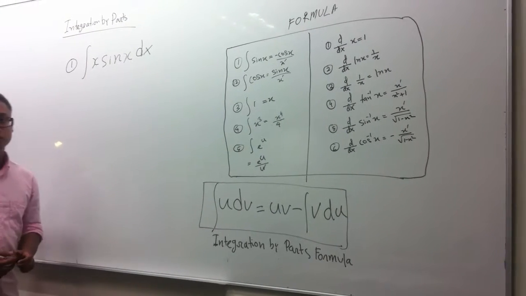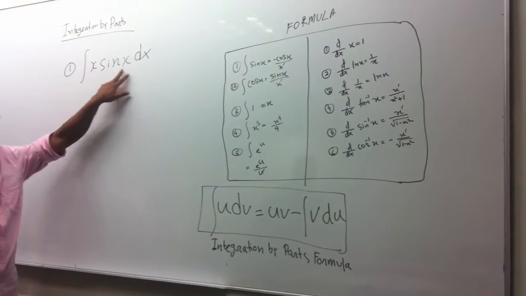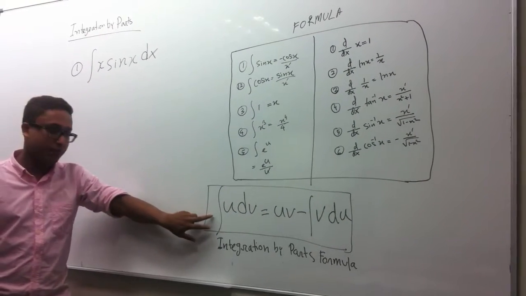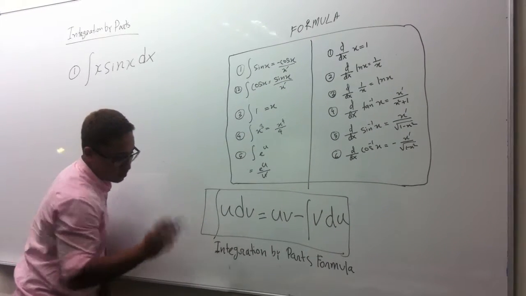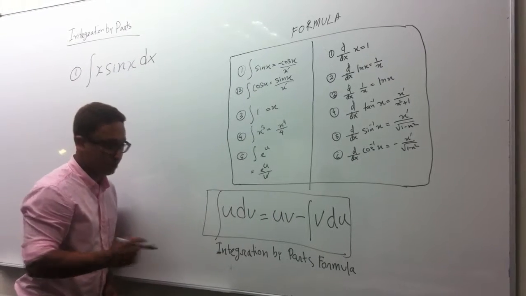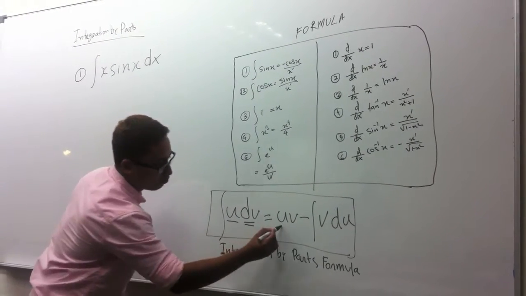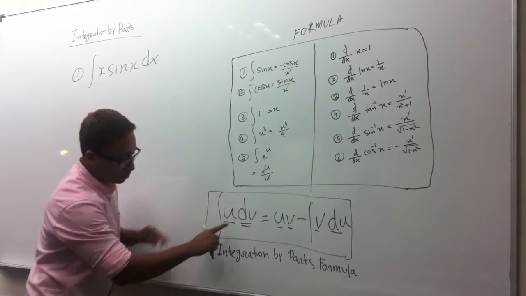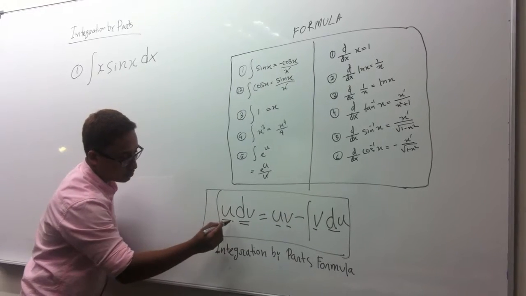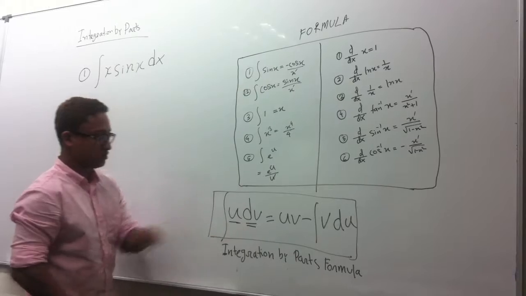Okay, now we're going to solve our first question, which is integration of x sin x dx using the integration by parts formula. What is integration by parts? We call this formula integration by parts because there are two parts, u and dv: integral of u dv equals uv minus integral of v du. We call it this because we have these two parts, u and dv especially.